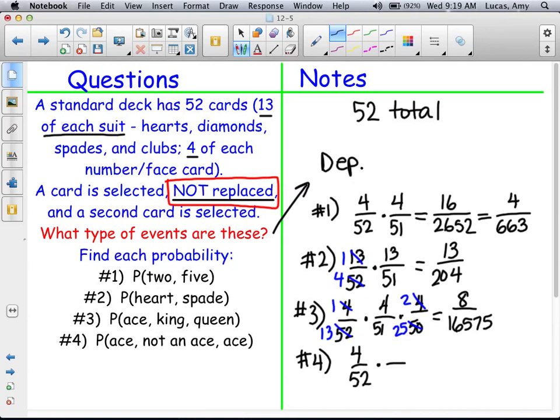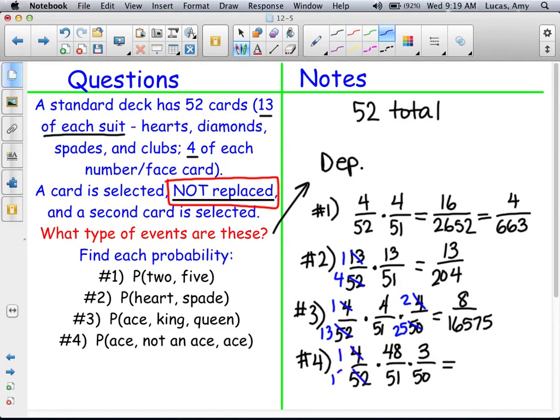Then the probability that the next card is not an ace. Well, the first card was an ace, and there were 4 that were aces. So that means there were 48 that were not aces. Okay? Now my next card to be an ace, well, the first card was an ace, so I've only got 3 aces left out of the 50 cards. So this one's pretty tricky.